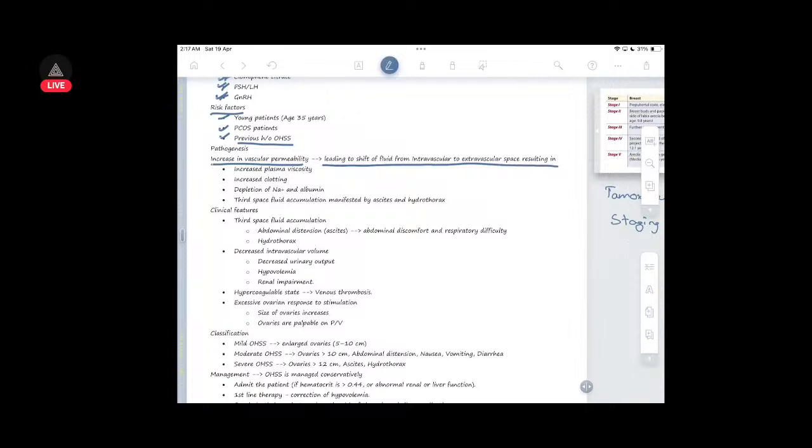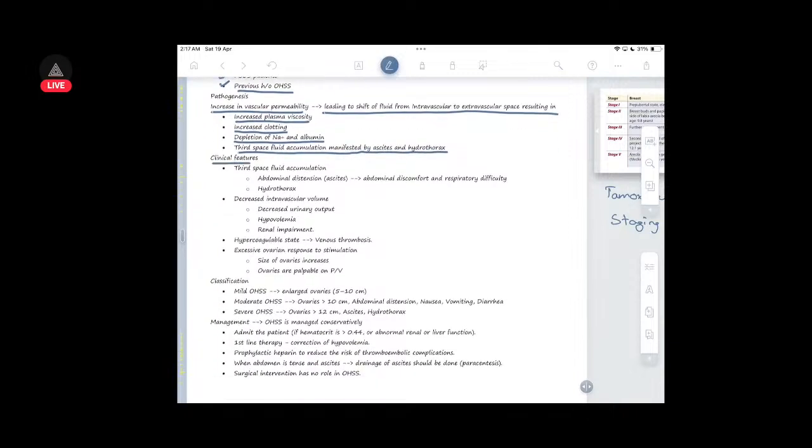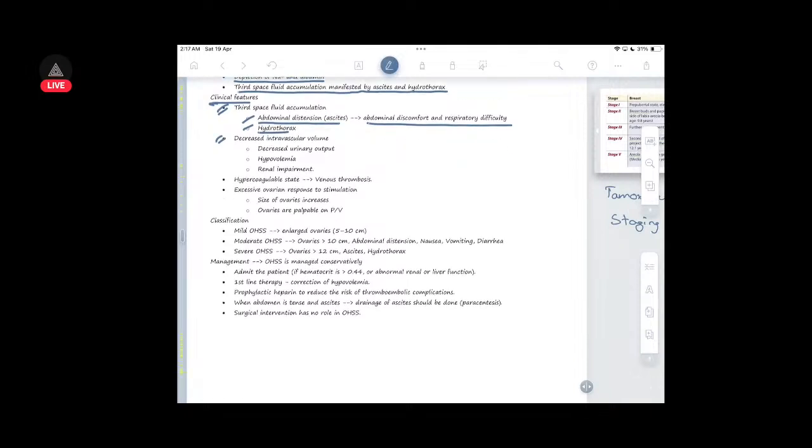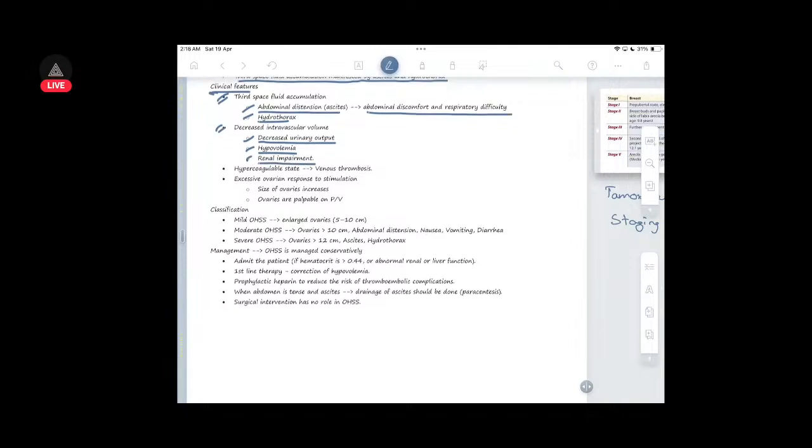So there is increased plasma viscosity, increased clotting, depletion of sodium and albumin, and third space fluid will be accumulated, manifested by ascites and hydrothorax. So clinical features: third space fluid accumulation leading to abdominal distension, ascites, abdominal discomfort and respiratory difficulty, and hydrothorax. And decrease in intravascular volume will lead to decreased urinary output, hypovolemia, and renal impairment.